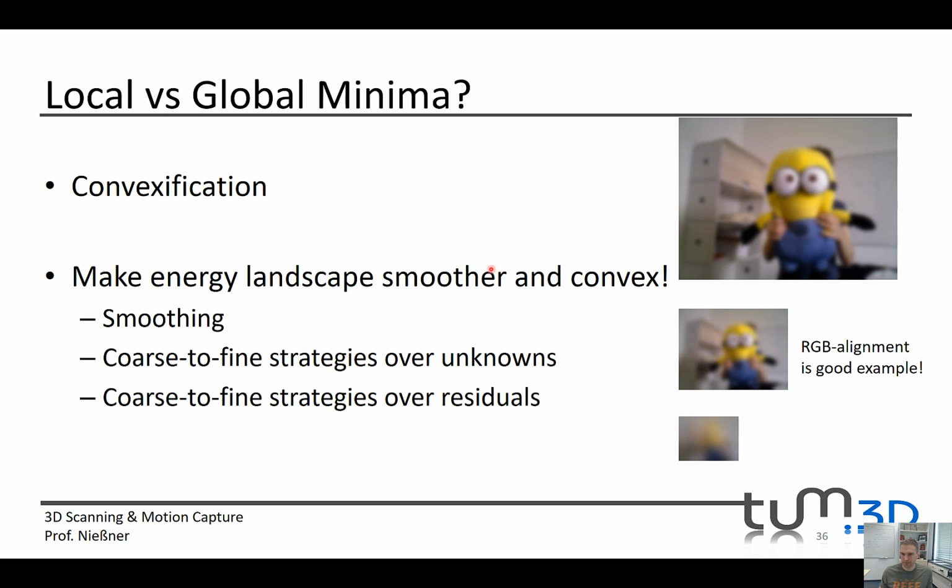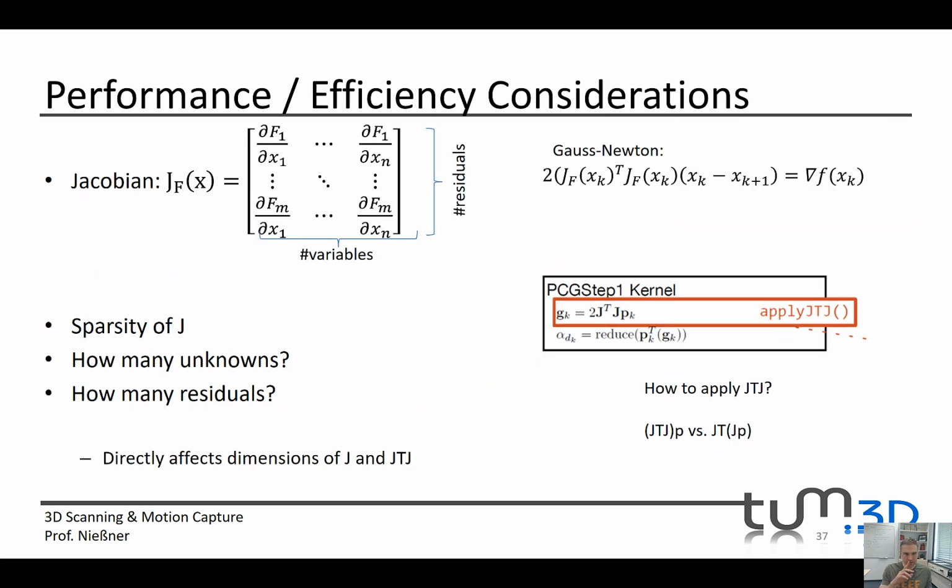Okay. A couple of performance and efficiency considerations. We talked about the Jacobians, right? We have variables times residuals as the matrix dimension. And in Gauss-Newton, we have to solve this linear system, so we have to solve for these ones here.